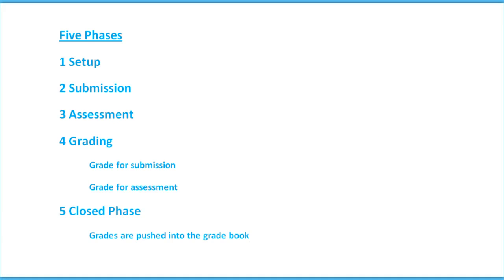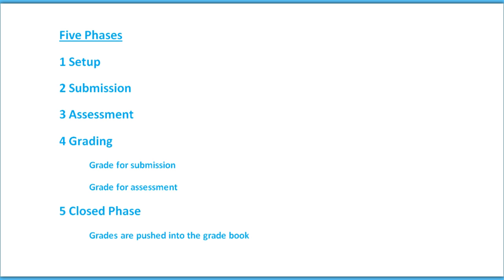A workshop activity in Moodle has 5 phases. In phase 1, the teacher defines the task, provides the task description, sets up the assessment criteria, and puts everything in place in Moodle. Date definition is also part of the things we have to think about in this phase. The second phase is submission. The learners submit their work on the Moodle platform.